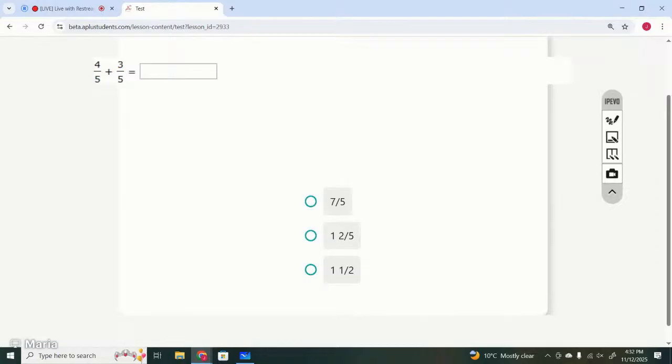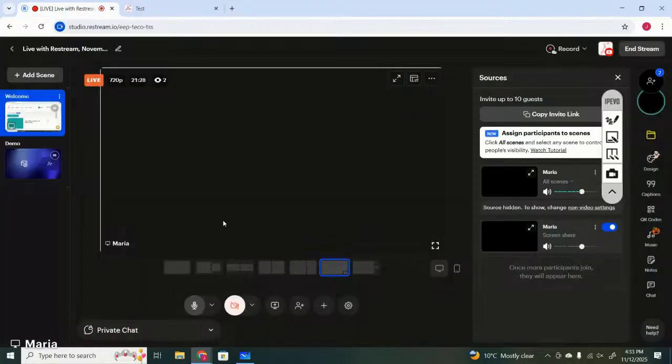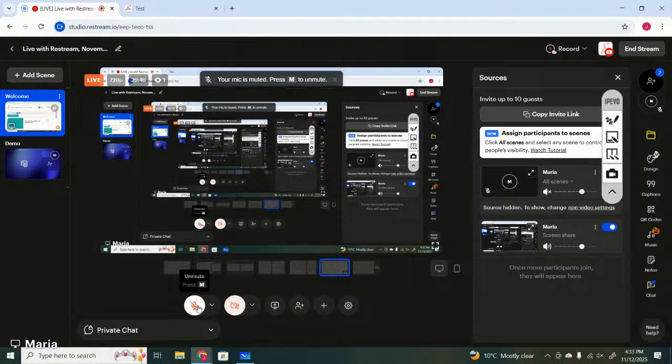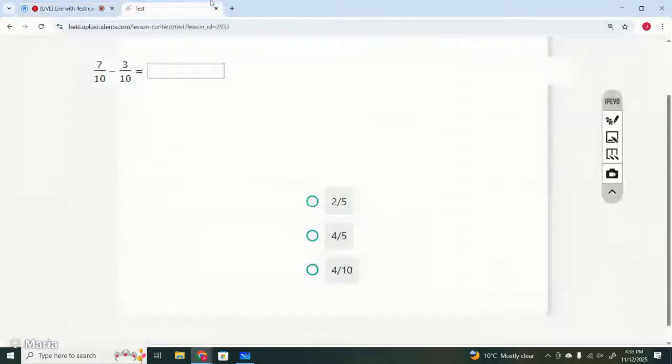4 by 5 plus 3 by 5. So which is the correct option? 4 plus 3 is 7, that is 1 whole 2 by 5. 7 by 10 minus 3 by 10. 7 minus 3 is 4, that is 4 by 10.